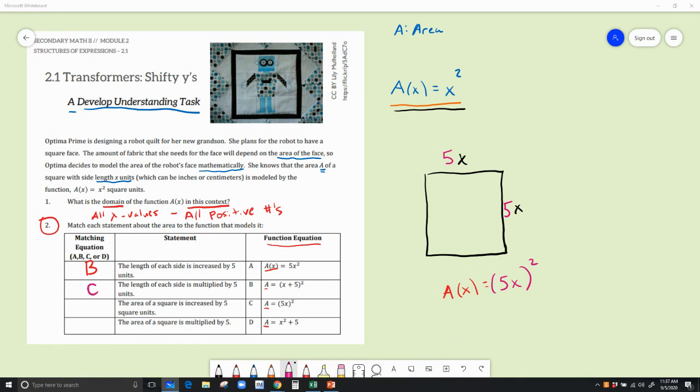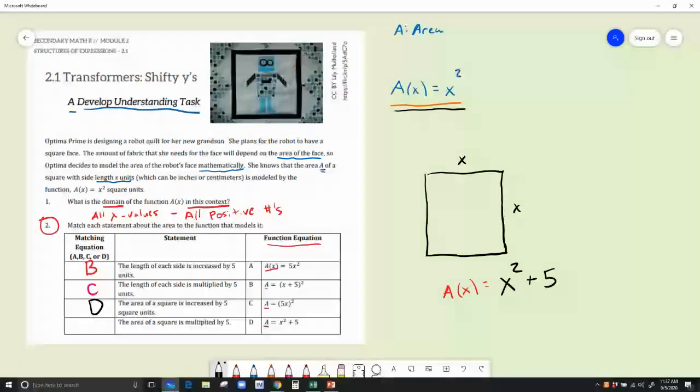All right, next one. This next one says the area of a square is increased by 5 square units. So remember, not only are we starting with this x by x square, we're also starting off with the equation that we had up top, right? So now it's saying, hey, if you have this equation, A of x equals x squared, and I take that area and I increase it by 5 units, now it's going to look like that, right? All we do is add 5 to the area. So that one is D.